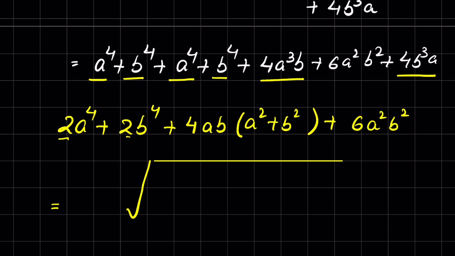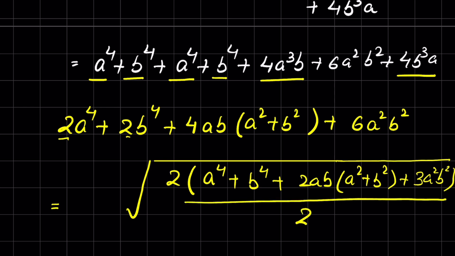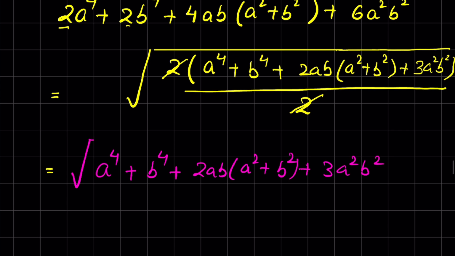We can take 2 common here, so write 2 bracket a⁴ + b⁴ + 2ab times (a² + b²) + 3a²b², upon 2. Now remove the denominator, we can cancel this 2 and this 2. Now we have a⁴ + b⁴ + 2ab times (a² + b²) + 3a²b² under square root.